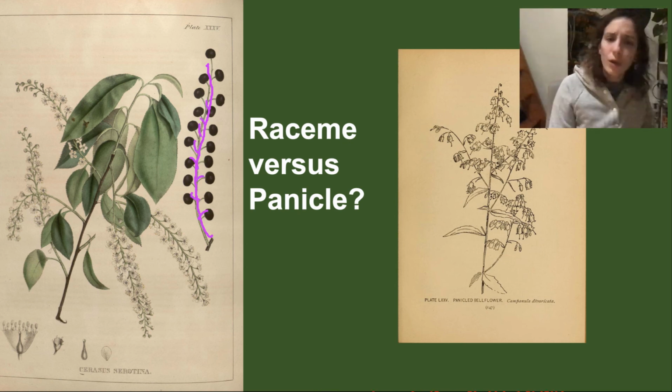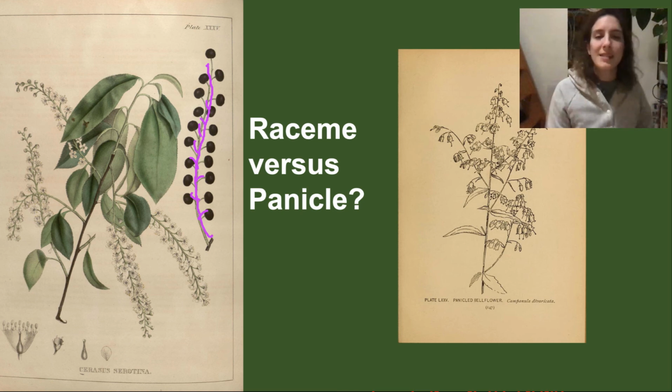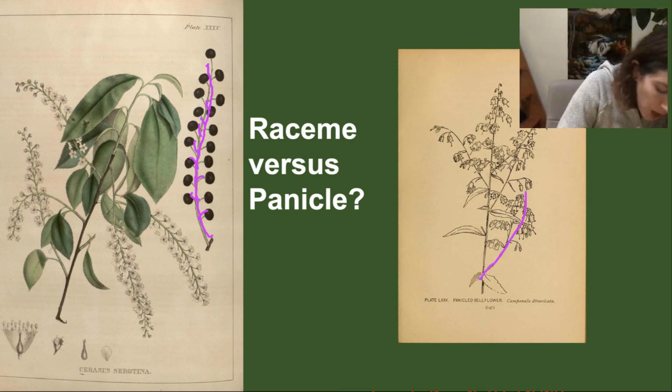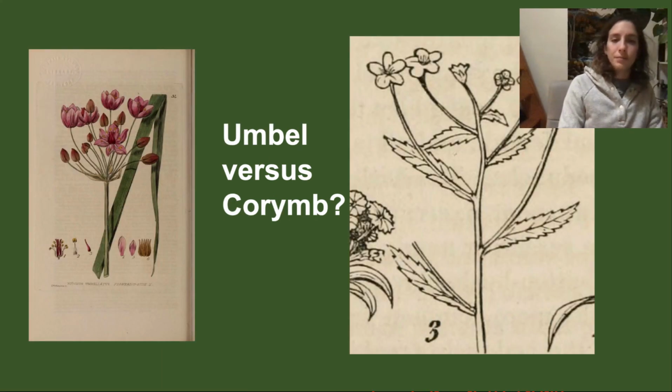A panicle, I like to think of it as a panicking raceme. It's a really branchy inflorescence where it's not just one stalk. That stalk will branch multiple times, and the other main branches will branch too, etc., etc. That's a panicle. Now, umbel versus corymb.